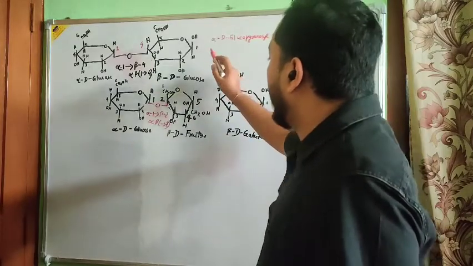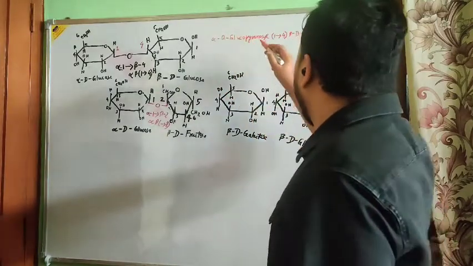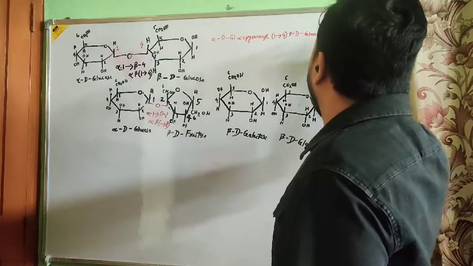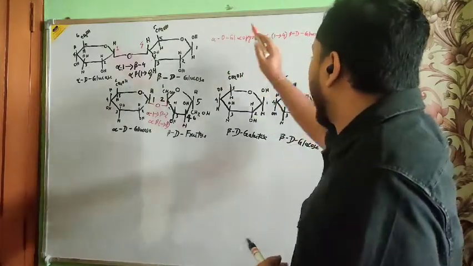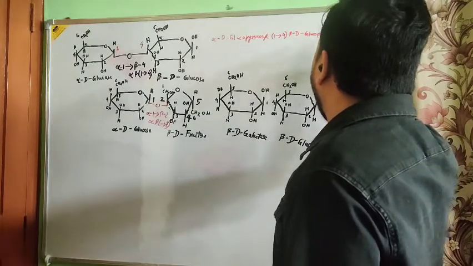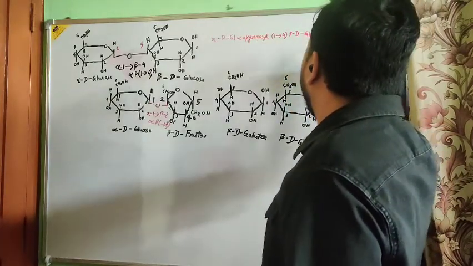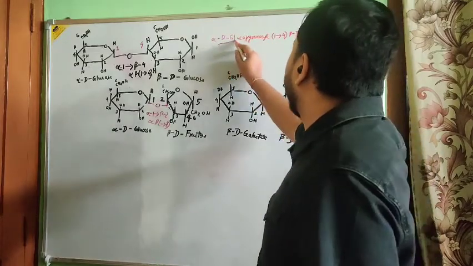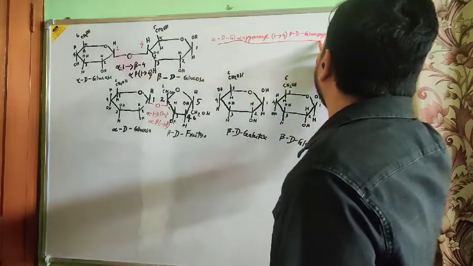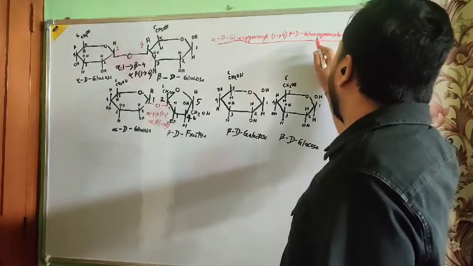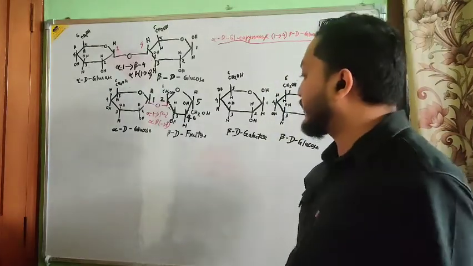Then for fructose, for a ketose sugar, the ring is a furan ring. This is again beta D glucose. For an aldose sugar, again a pyran ring, therefore beta D glucopyranoside. Therefore the nomenclature for maltose will be alpha D glucopyranosyl, linkage is 1 to 4, again beta D glucopyranoside.